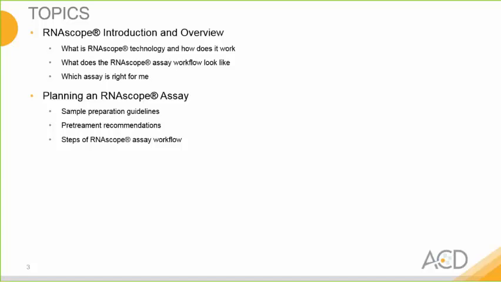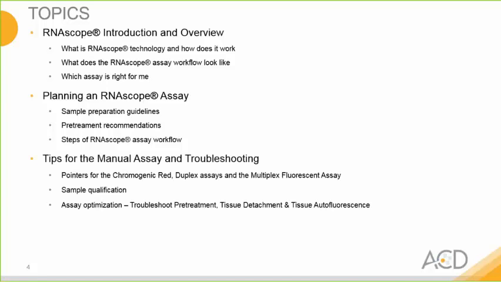The second step is the RNAscope pretreatment steps. This is really the key step for obtaining optimal RNAscope signal. And the third step, the RNAscope assay workflow itself, is actually quite straightforward. It's basically a kit, and most reagents are ready to use, and it's very user-friendly.